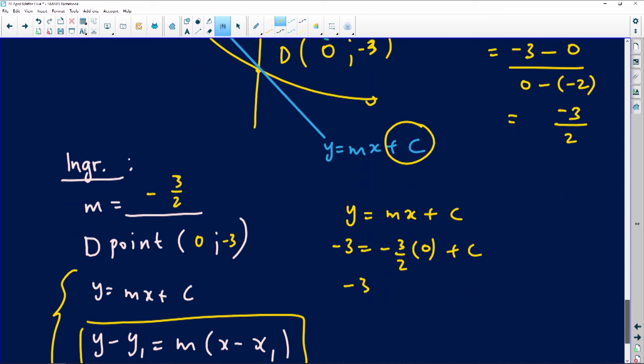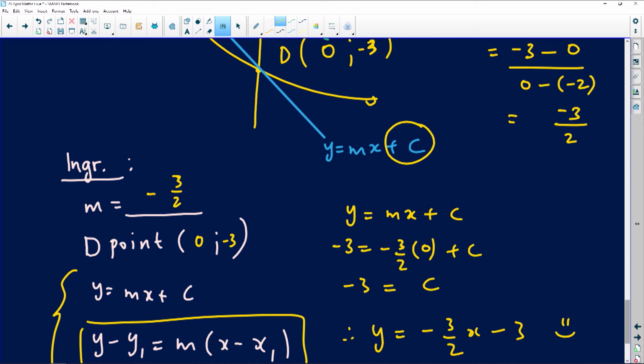So -3 is c, as I expected, which means the equation of this is going to be y equals -3/2 x minus 3. And that will be the equation of the straight line. I just did it using the analytical geometry method. Find the gradient, find a point that the line is passing through, and then substitute that information. And then I've got the equation of the line that is passing through point A and point D.